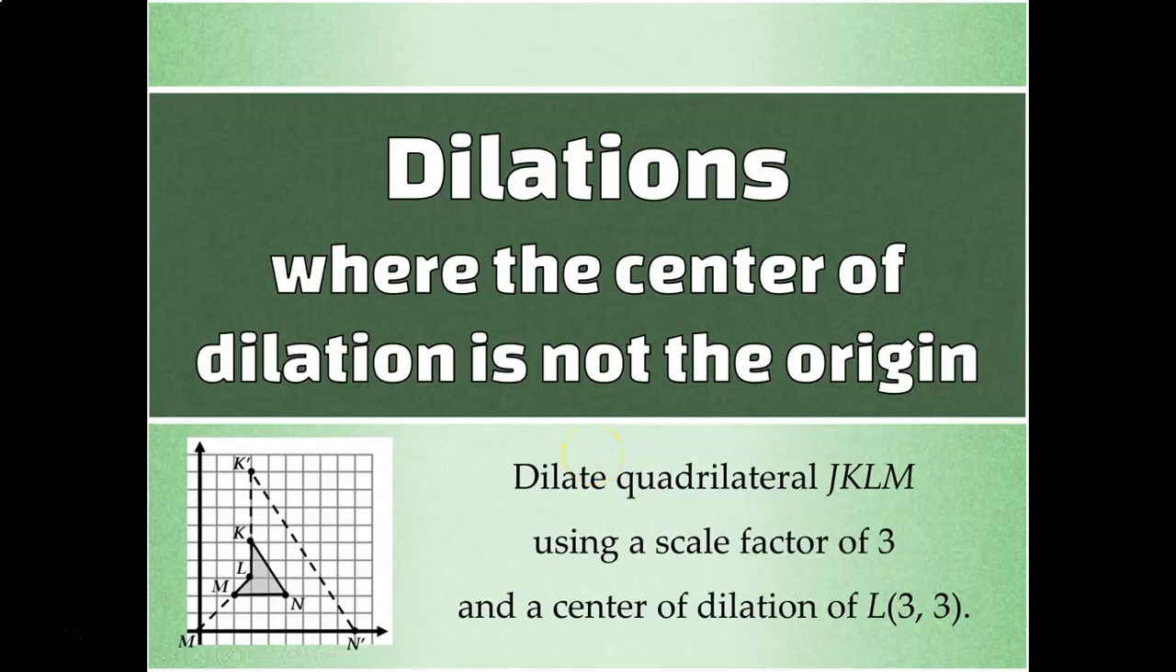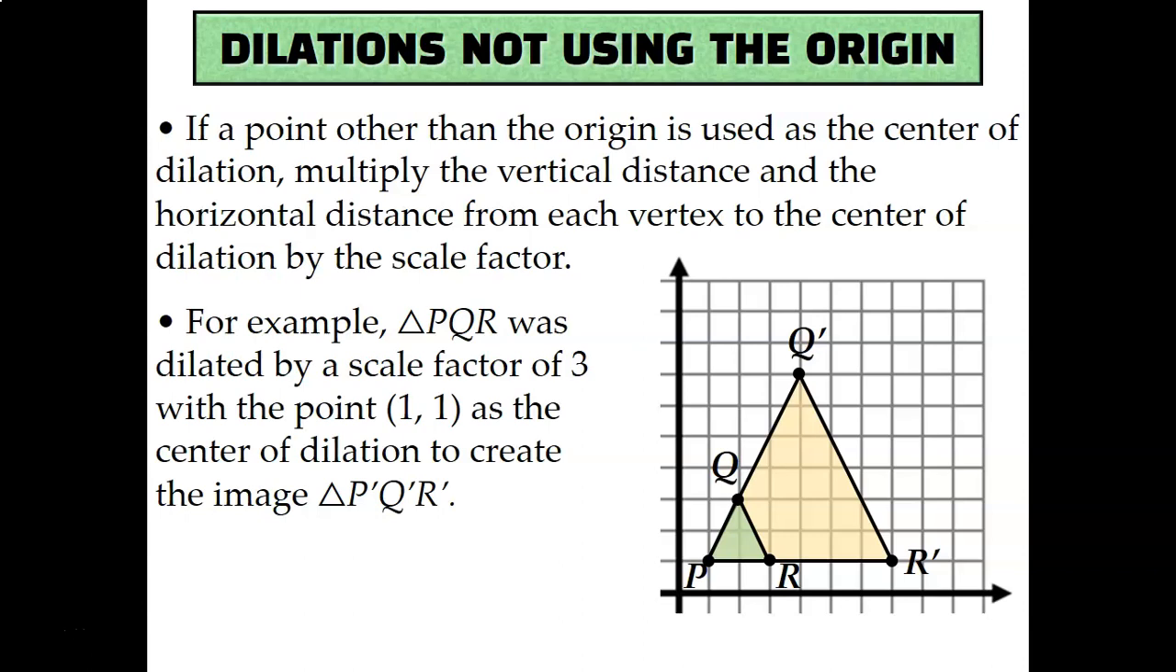Let's talk about how to perform a dilation in the coordinate plane if you're using a point other than 0, 0 as your center of dilation. When using the origin as the center of dilation, remember from last lesson that you just multiply each of your coordinates by the scale factor. We're going to have to use a little bit of a different process if we're using a point other than 0, 0 as our center of dilation.